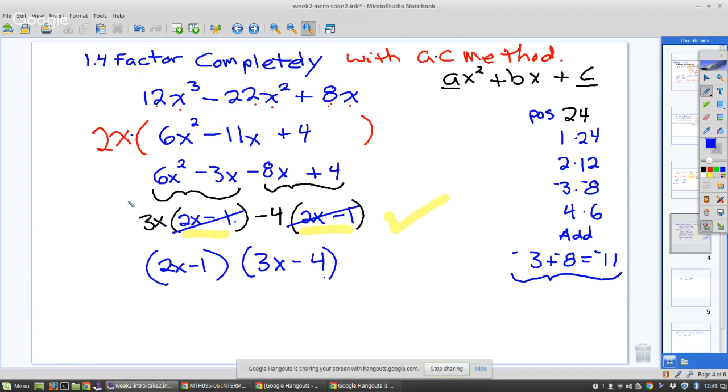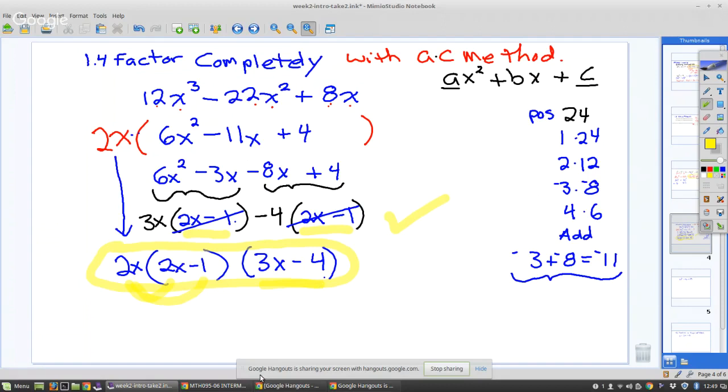Close parentheses. Now let's not forget that we factored a 2x in the beginning. So I think the completely factored form of 12x cubed minus 22x squared plus 8x is this right here. And you can check that by multiplying. So to check this, we would first multiply 2x by 2x minus 1, and take that new binomial and multiply that by 3x minus 4.